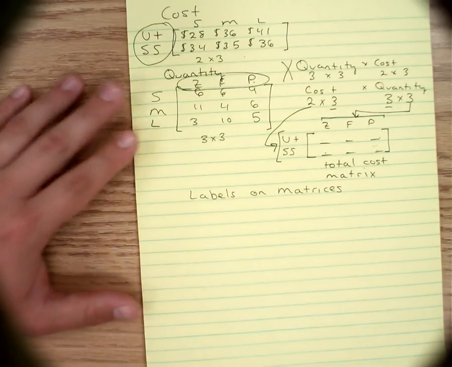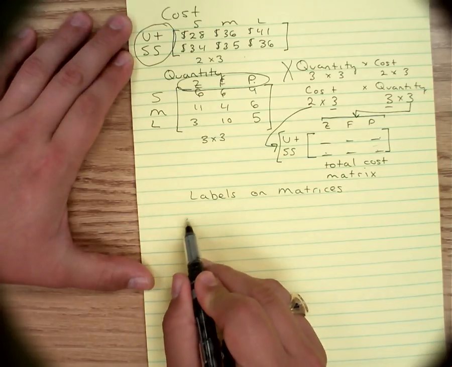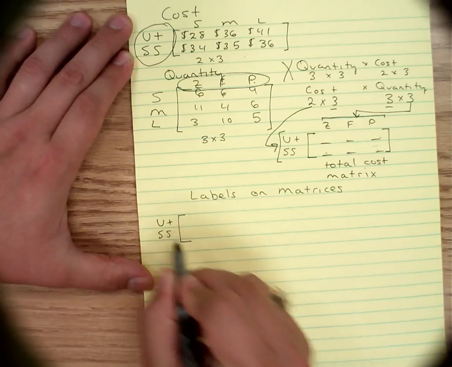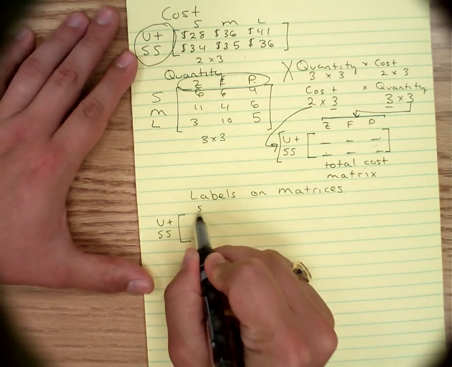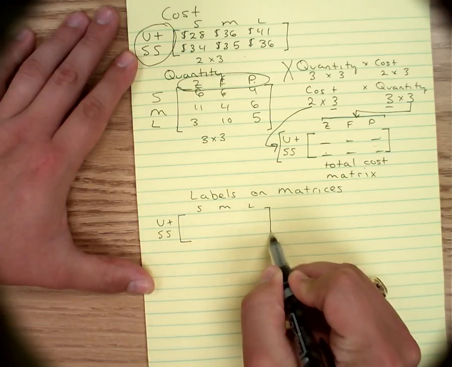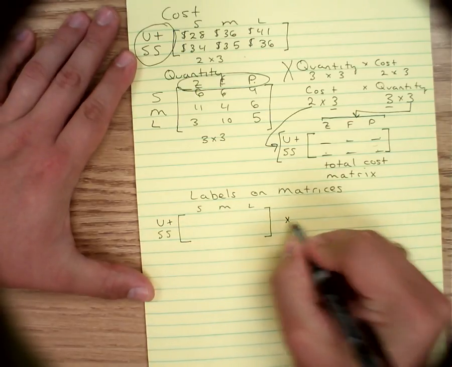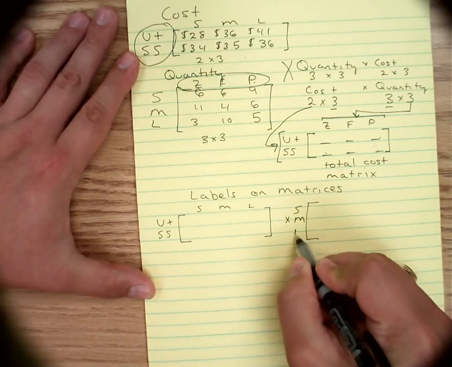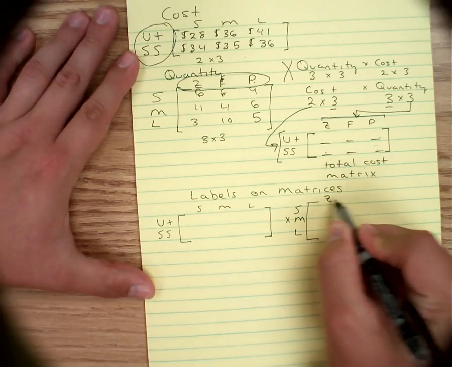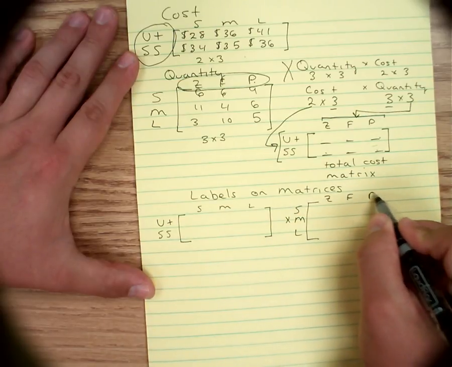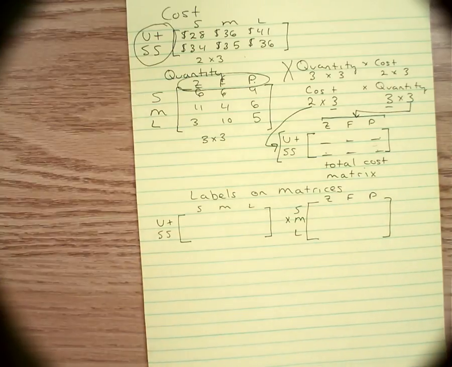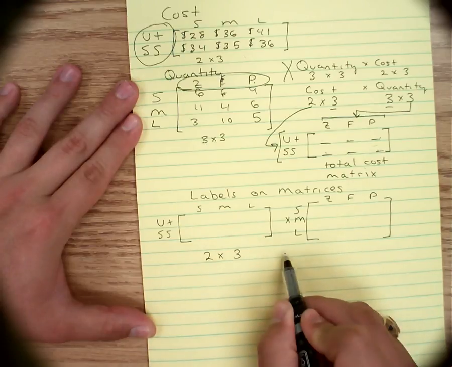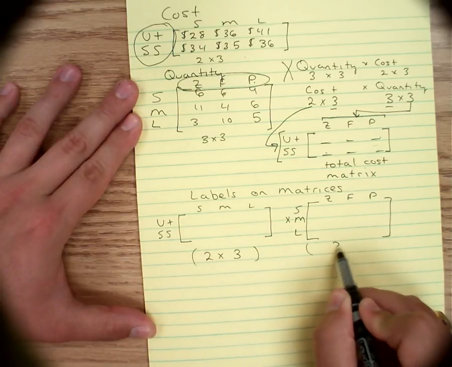I'll make that a little bit clearer. I'll be using the same example. So we took Uniforms Plus and Sporting Supplies with small, medium, and large jerseys multiplied by the small, medium, and large orders from these three teams: Zephyrs, Flyers, and Pioneers. So it works because it's a 2x3 times a 3x3.